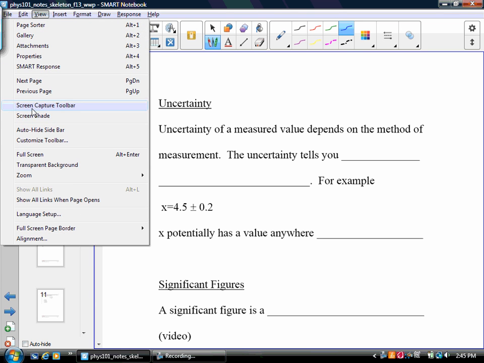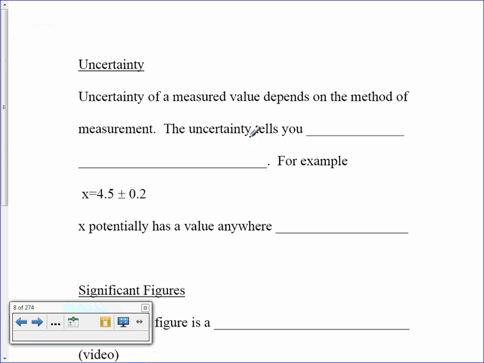All right, so we'll move on to uncertainty. The uncertainty just tells you how well you know a value. It depends on the method of measurement, not just the tool that you use, so that very much affects how well you know the measured value.